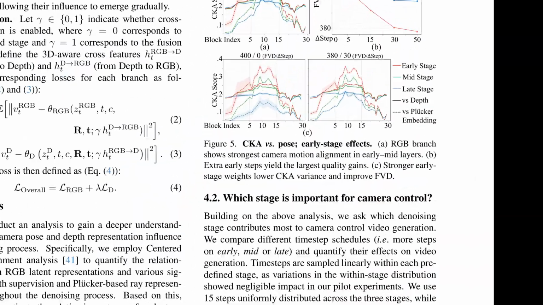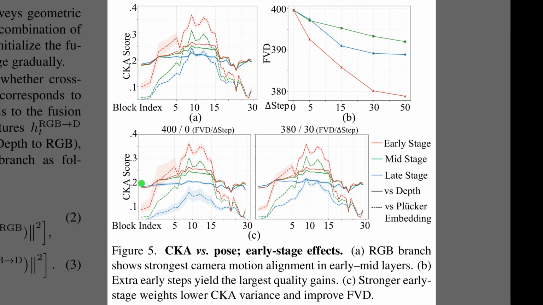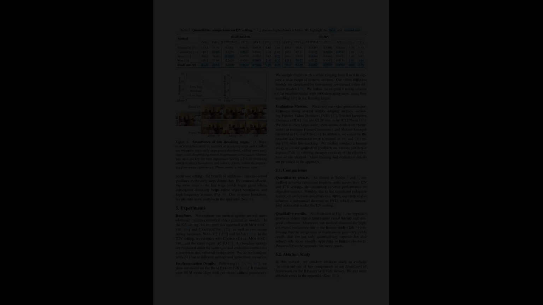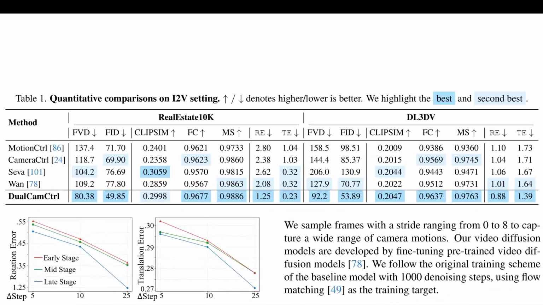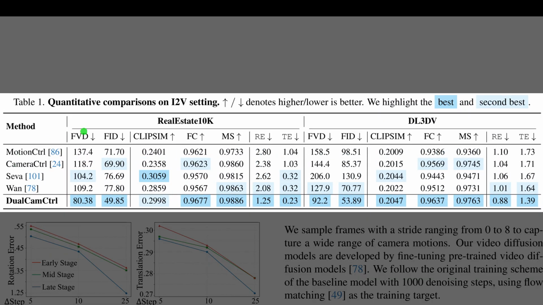Figure 5 highlights that the earliest denoising steps matter most for stable camera control. The top left plot shows that similarity between the RGB features and camera pose peaks in early and mid-network blocks, then declines. The top right plot shows that spending more steps in this early stage steadily lowers the video quality metric FVD, meaning better videos. The bottom plots indicate that giving extra weight to early steps reduces variation in this similarity measure and further improves overall quality.